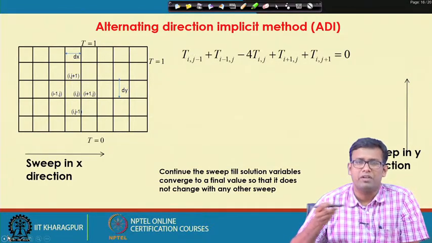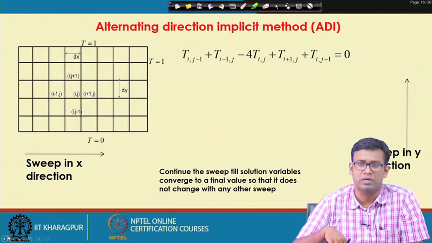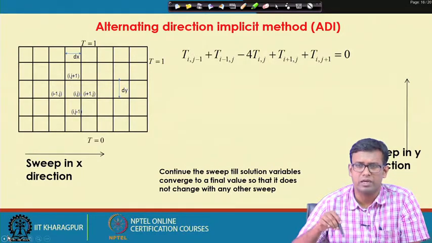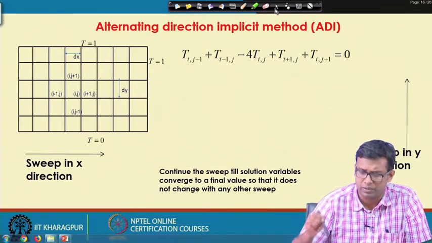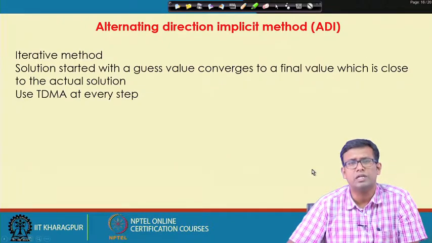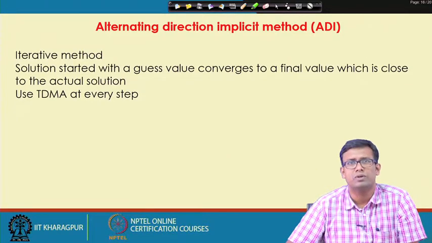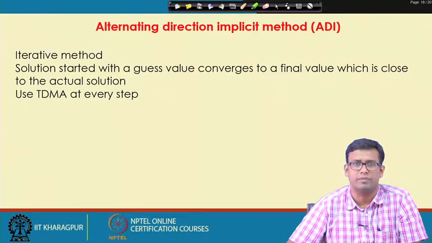which can be verified. If you try to write it as a matrix equation, you can verify that it converges and what the rate of convergence is, and whether something can be done to increase the rate of convergence, etc. We will try to explore some of this idea in block relaxation method. So, this is essentially an iterative method. Solution started with a guess value converges to a final value, which is close to the actual solution, and it uses TDMA at every step.